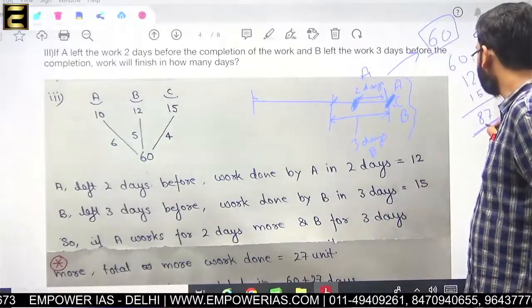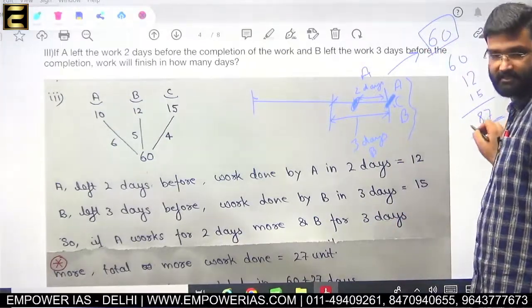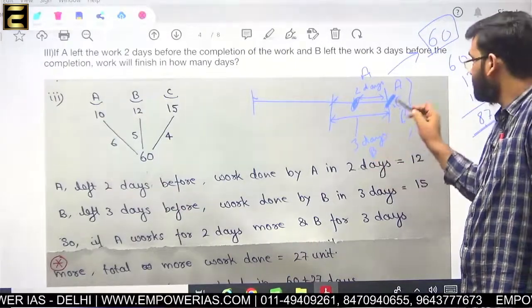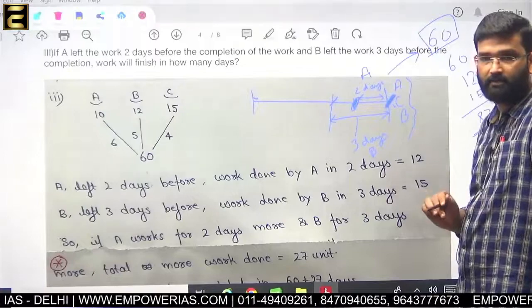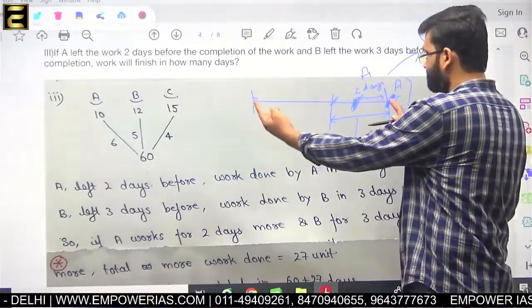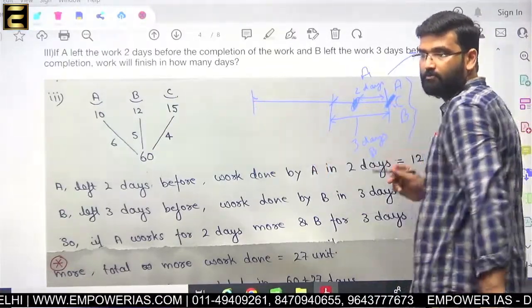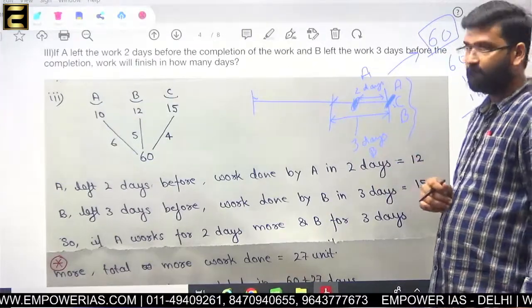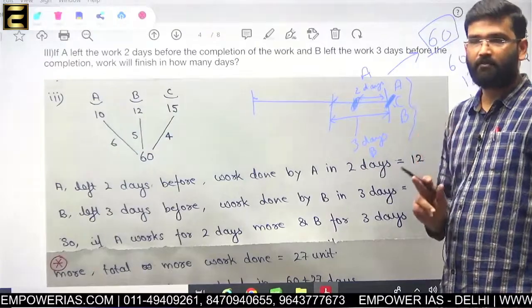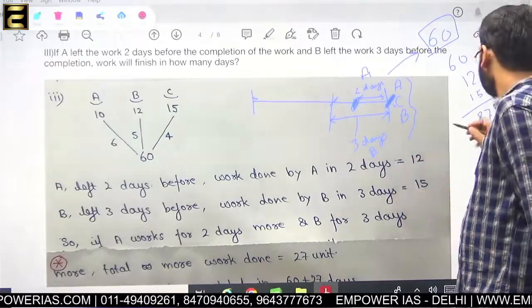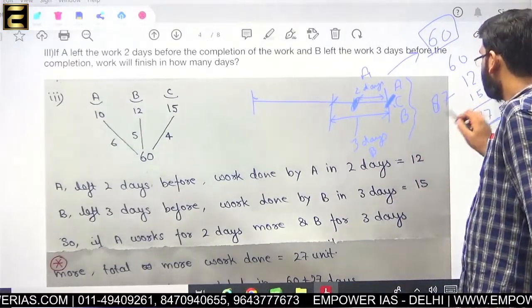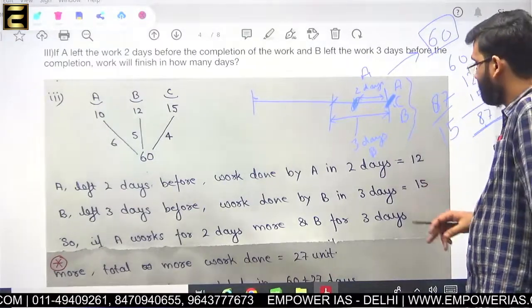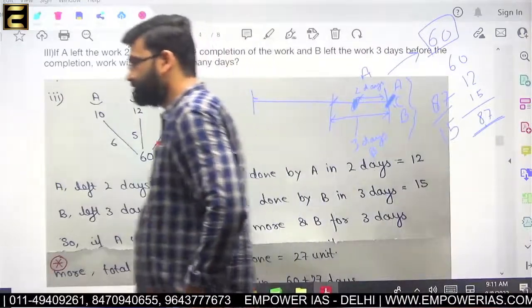Now this 87 units of work is done when A, B and C all together are working till the end. Okay. Now we have to calculate this time only. So what will we do? The combined efficiency of A, B and C will be 15. So the number of days required to complete the work is 87 divided by 15. Clear hai? If any doubt, please tell me.